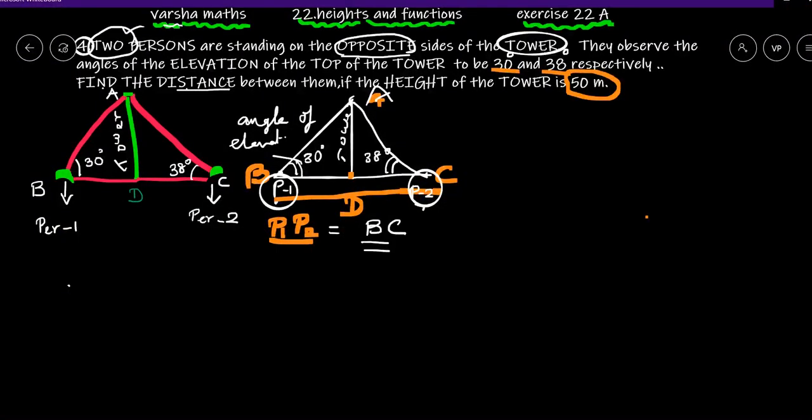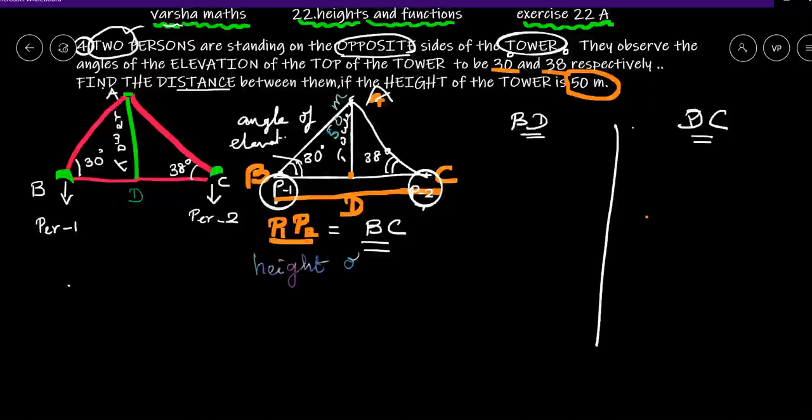So you have two findings. What is that? We have to find the distances BD and DC. If you find both distances and add them, we will get the answer. So how will you find? Another thing is, the height of the tower is given as 50 meter. See, the height of the tower is 50 meter. So this is also given.